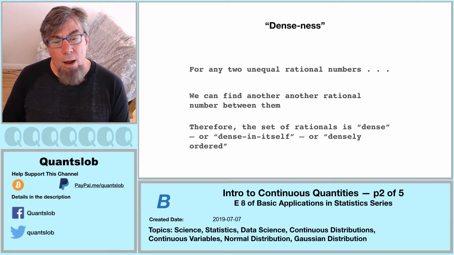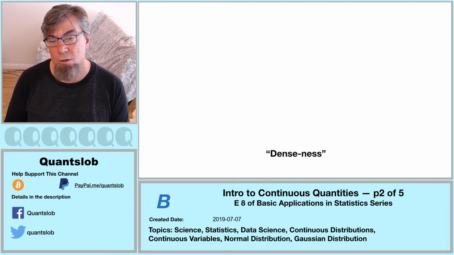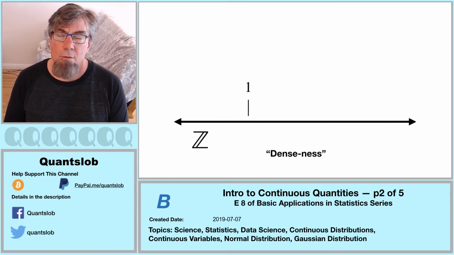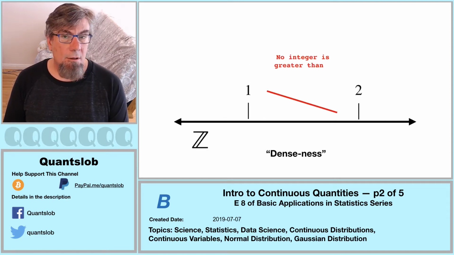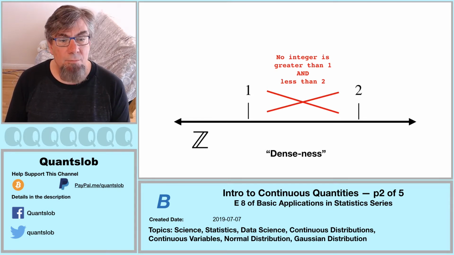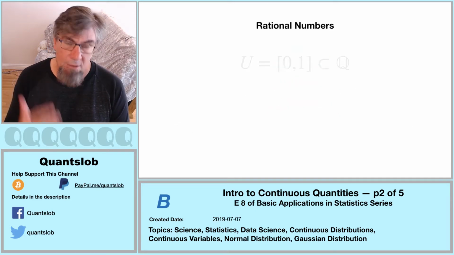Notice, by the way, that the set of integers does not possess this quality. So, for example, if someone chooses the elements, say, 1 and 2, there is no integer that resides between them that is greater than 1 and less than 2. So the set of integers is not dense. Okay, back to the rational numbers here.